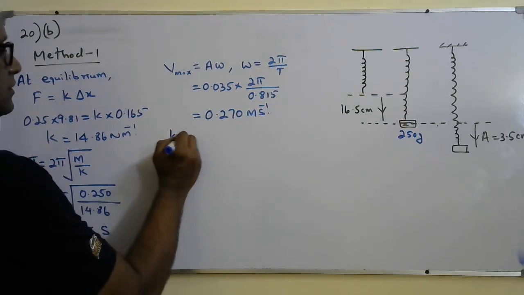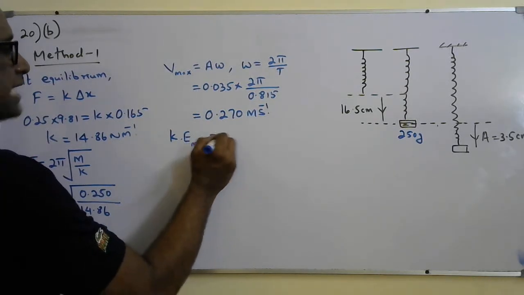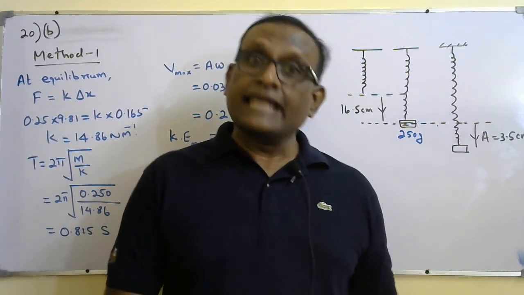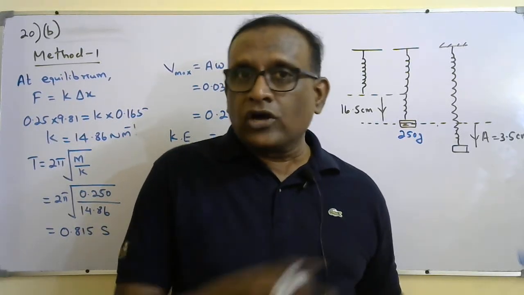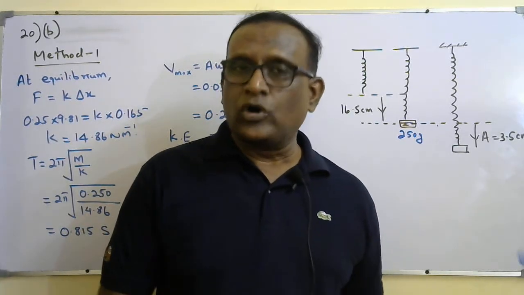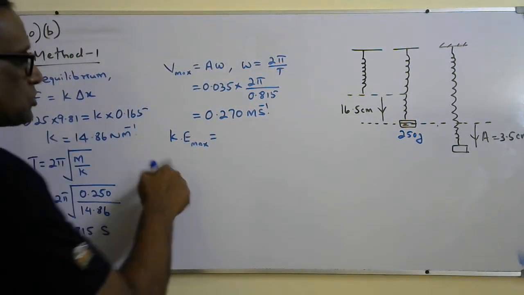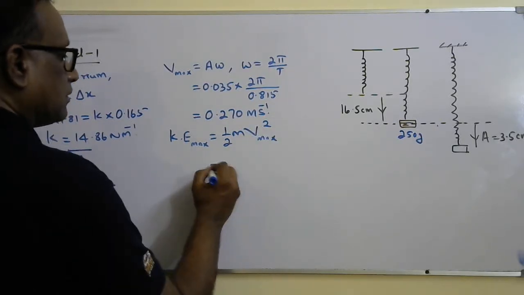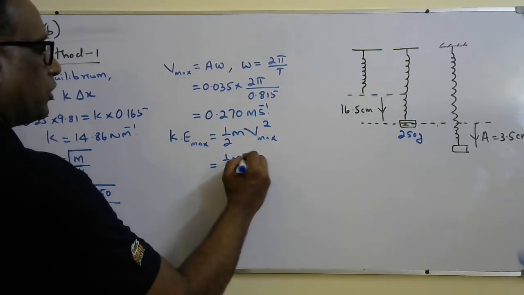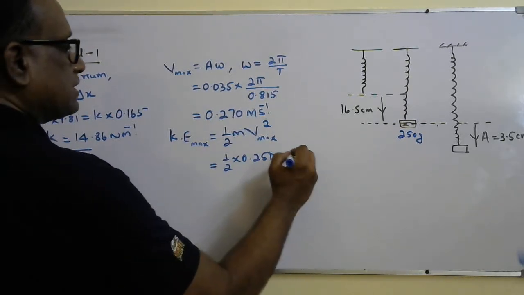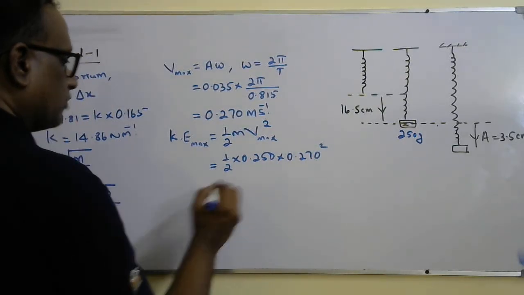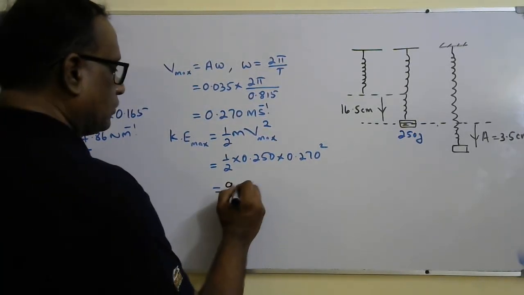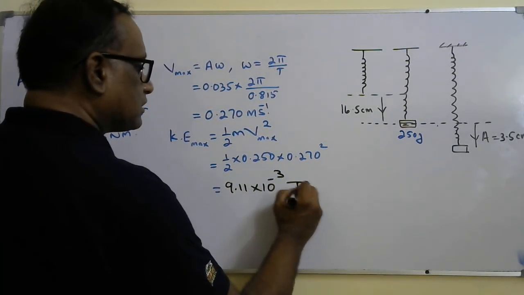Now they asked to find the maximum kinetic energy. So KE max happens at the equilibrium position, because maximum speed occurs at the equilibrium position. Acceleration is maximum at the extreme position, but maximum speed occurs at the equilibrium position. So the kinetic energy maximum also will be at the equilibrium position. So KE max equal half m V max squared. Half, the mass is 0.250, and V max 0.270 squared. Solve it, and you'll get the answer, 9.11 times 10 to the power minus 3 joules.